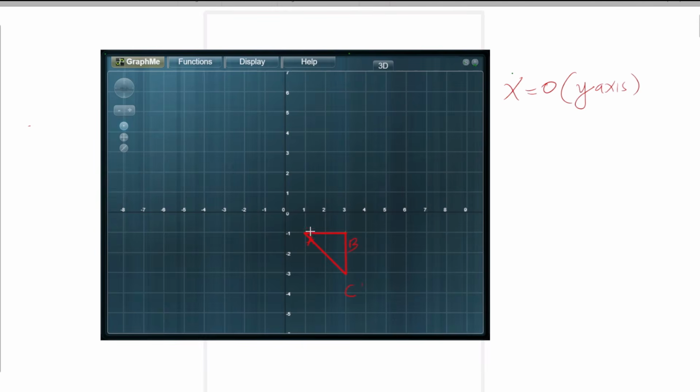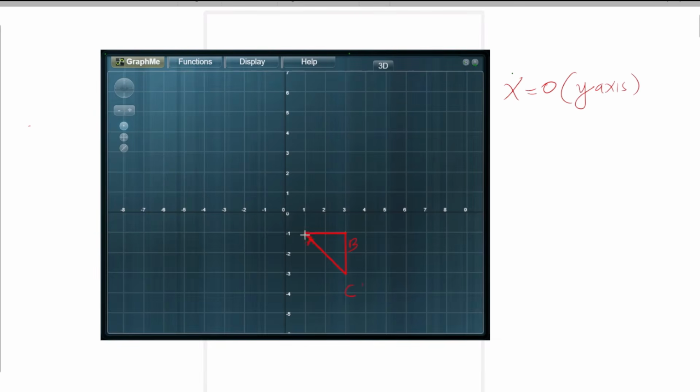So we need to get the image of each of these points, A, B, and C. So we start with A. You know the properties of reflection. The distance between the object and the mirror line should be equal with the distance between the mirror line and the image. And in a reflection, the object points and the image points are directly opposite each other.